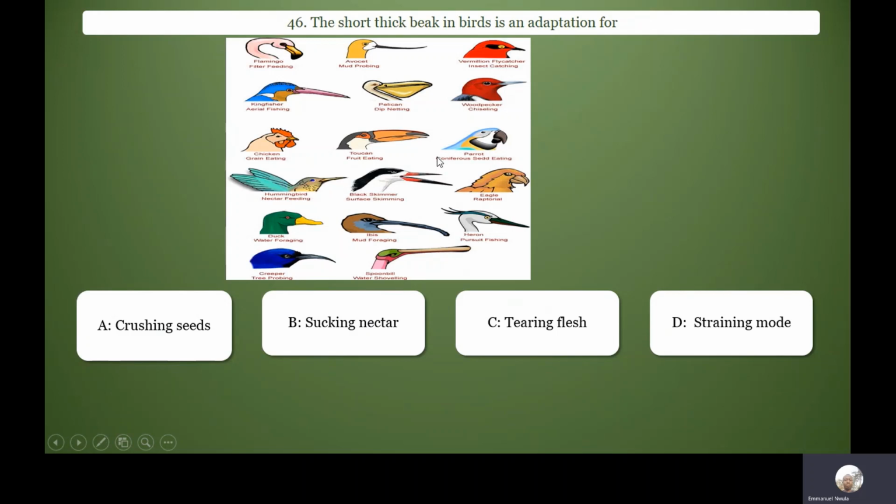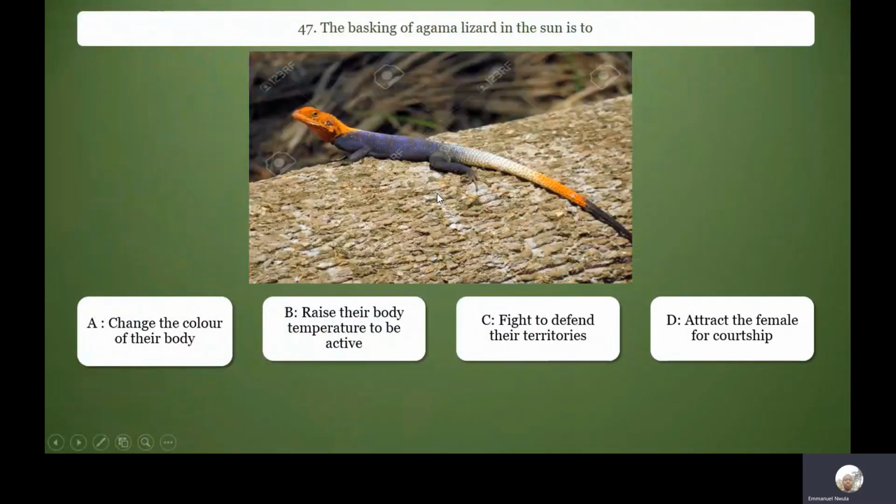We'll move on to question 47. The basking of agama lizards in the sun is to raise their body temperature to be active. Lizards, just like other reptiles, are poikilothermic. They can't maintain a constant body temperature. So what they do is expose themselves to the sun to raise their body temperature so that their metabolic rate can be high enough for them to be active. So 47, the correct option is B.